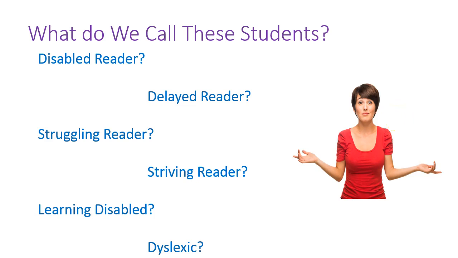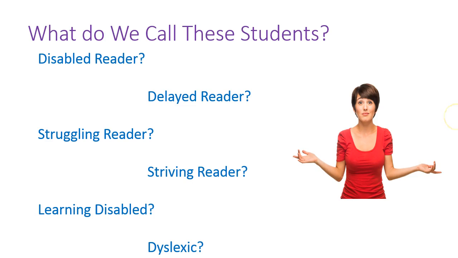Reading educators often refer to these students as disabled readers. A disabled reader is generally a child who has difficulty with reading despite adequate intelligence and also quality classroom instruction. For some reason, they're still experiencing difficulty. The term delayed reader pretty much means the same thing. However, it's a little bit of a kinder, gentler term for students, so you often hear a delayed reader instead of a disabled reader, but they mean the same thing.